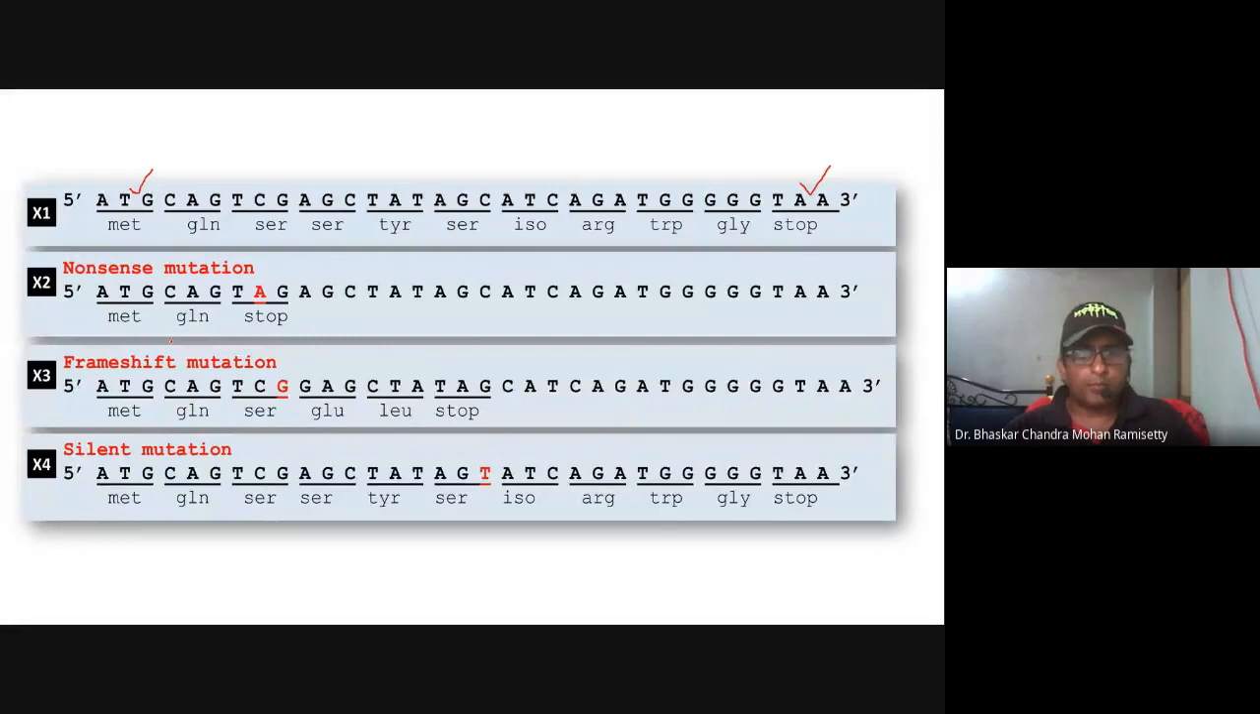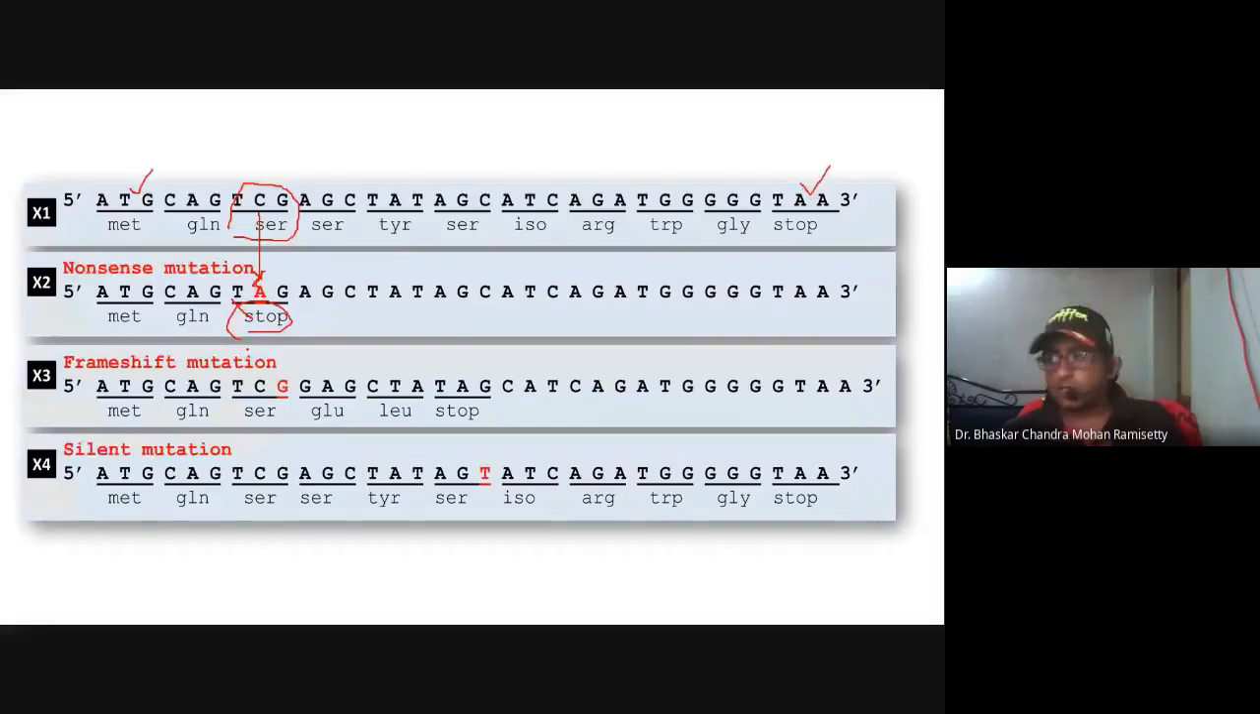And what is a nonsense mutation? If any of the sense codons, say here it is coding for serine, TCG, but because there was a mutation here, it has now changed into TAG, it has become a stop codon. What kind of mutation is this? You can describe it, right? It is a point mutation because there is only one base change. Point mutation can be insertion, deletion, or substitution, and here it is a substitution.